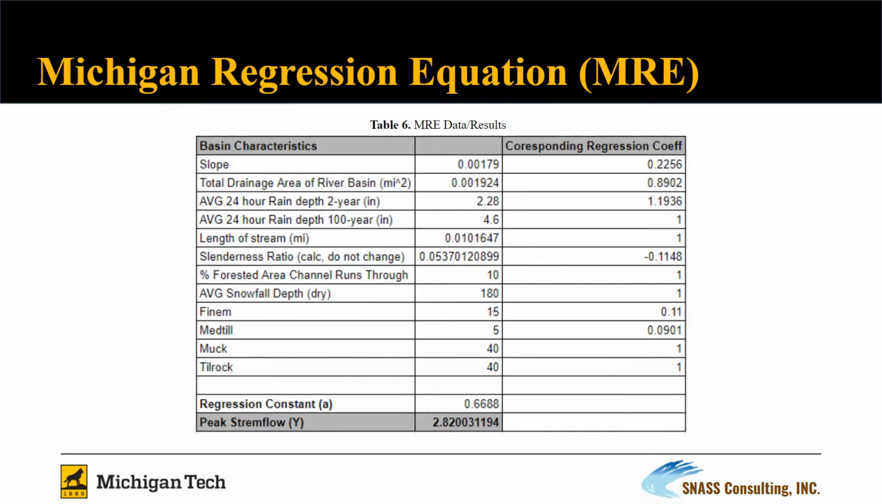As you can see through the table, some of the ones that we used were the slope, the percent of forested area throughout the stream, and various others like the average 24-hour rain depth. It should also be noted that all these values for the coefficients are taken for a 10-year peak flow. All in all, this resulted in a 10-year peak stream flow of 2.8.